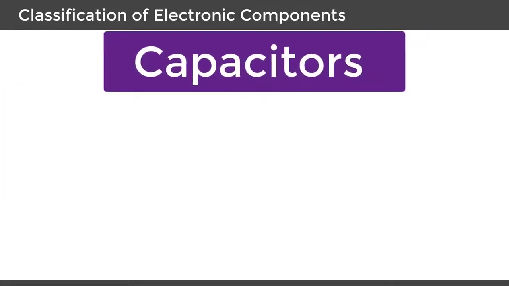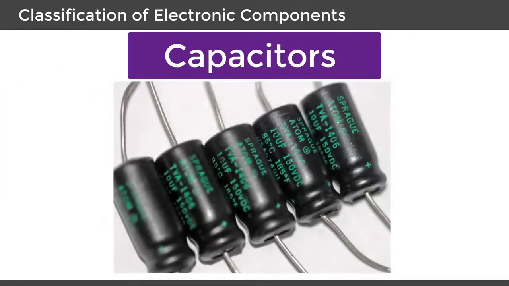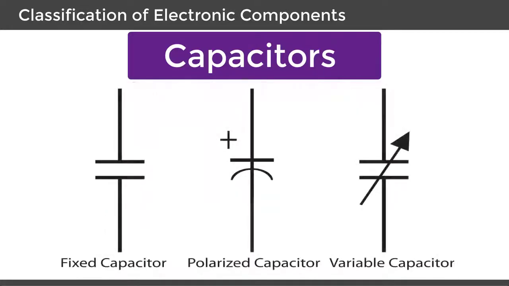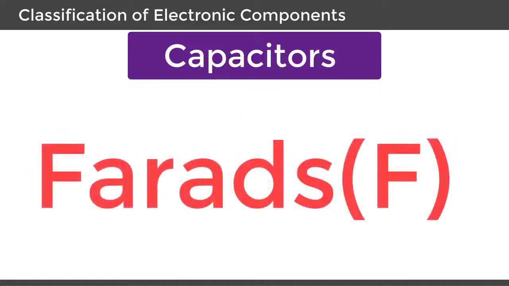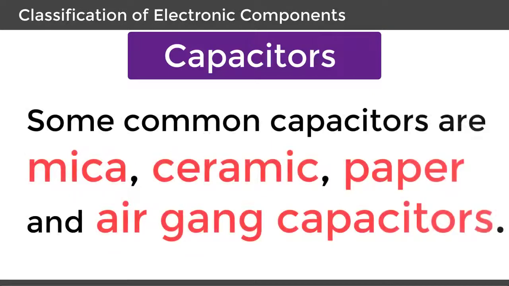Capacitors. A capacitor is a component that is used to store electrical energy and release it whenever desired. It is measured in farads. Capacitors, like resistors, can either be fixed or variable. Some common capacitors are mica, ceramic, paper, and air-gap capacitors.